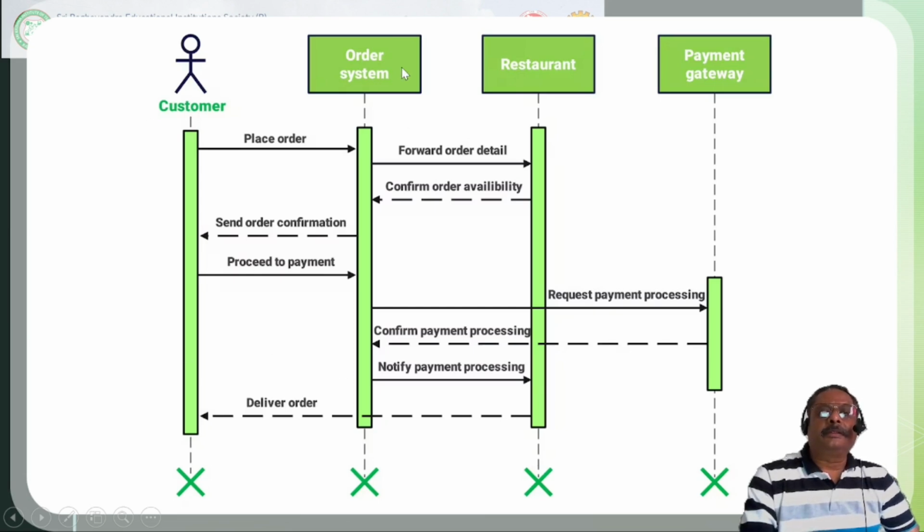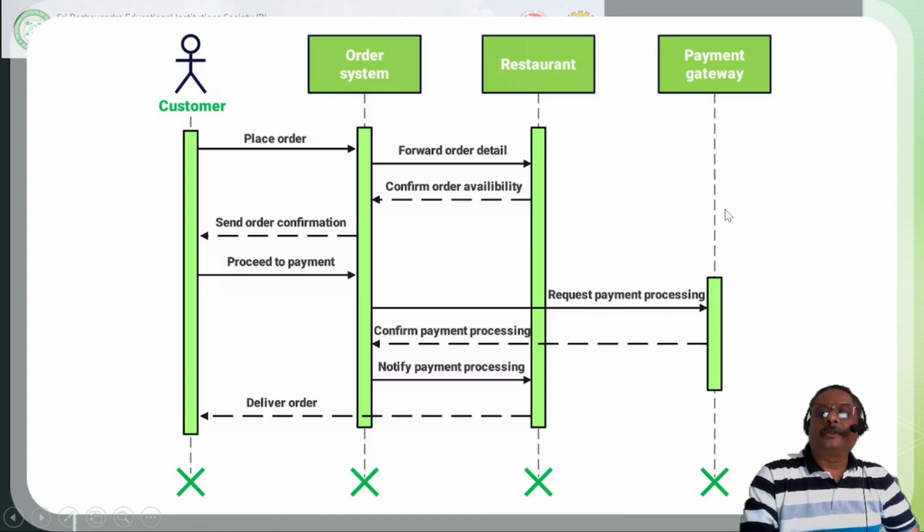There is a customer here, there is an order system here, there is a restaurant here, and a payment gateway here. So the first action is initiated by the customer, place order, then forward the order details to the restaurant, and the restaurant will confirm the availability of the order. So whatever order is placed, it should be available with the restaurant. If it is available, then it will confirm. If the order is confirmed, then that message goes back to the customer, and once the order is confirmed, the customer will start the payment, and this payment first goes to the order system.